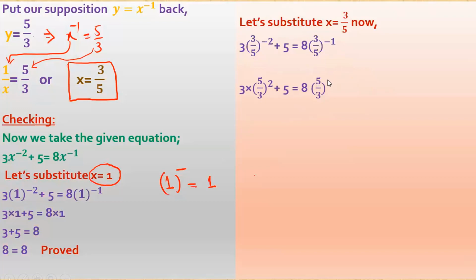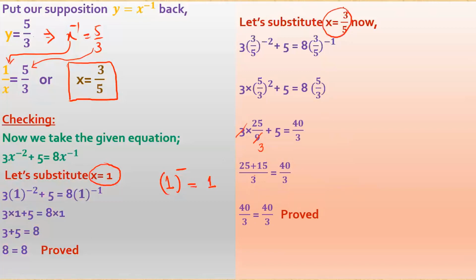Or no need to write plus 1. So it will become this. After simplification, like this, and then 3 times 9. So after taking LCM, it will come like this. After simplification, both are equal. Left hand side is equal to right hand side, means the value x is equal to 3 upon 5 is correct, right? So it satisfied the given equation.